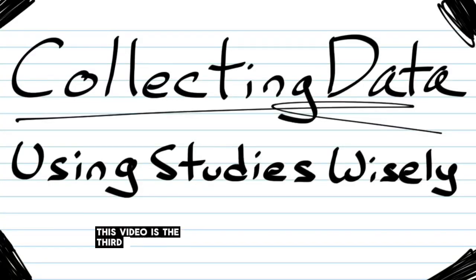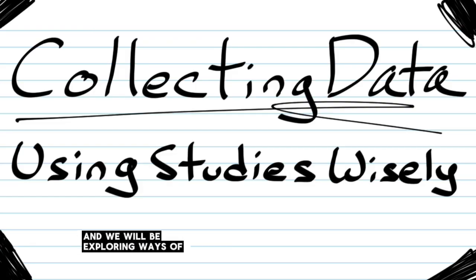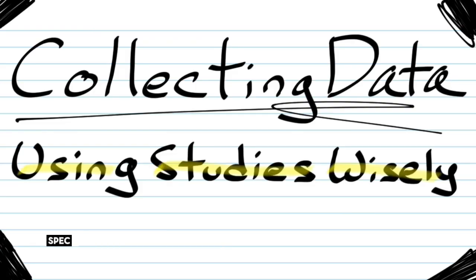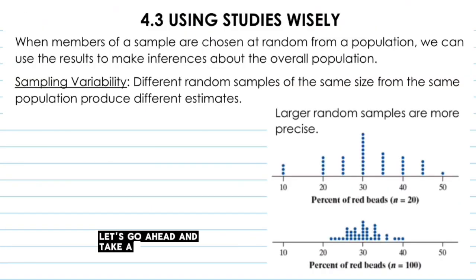This video is the third and final part in our unit on collecting data as it pertains to the AP Statistics curriculum, and we will be exploring ways of using studies wisely. Specifically, how do you draw statistically significant results, and how do you conduct studies that would ideally yield statistically significant results? Let's go ahead and take a look at some notes.